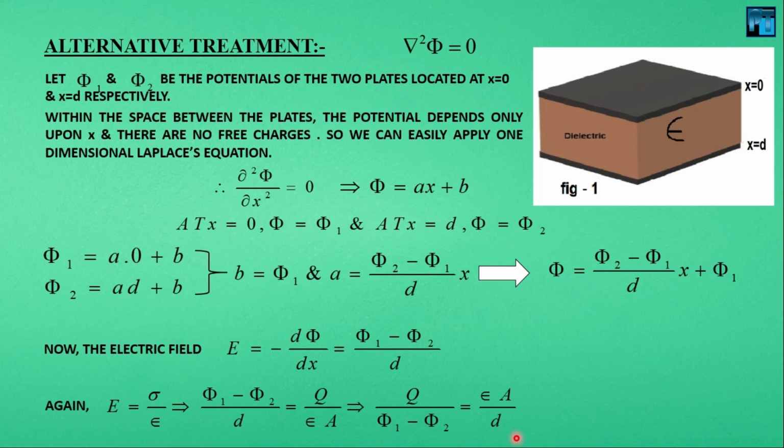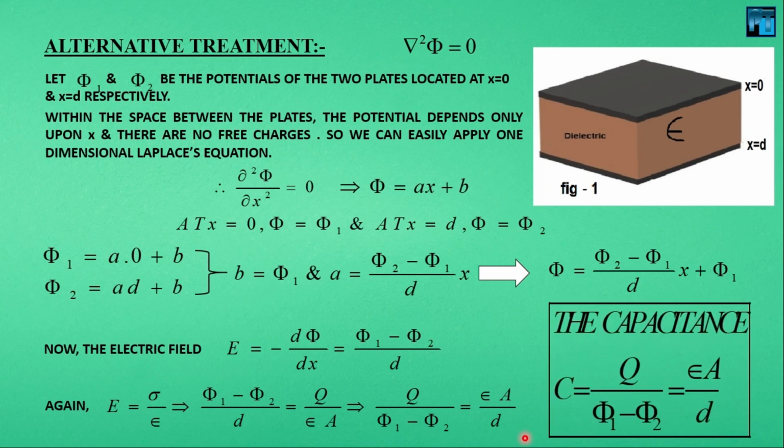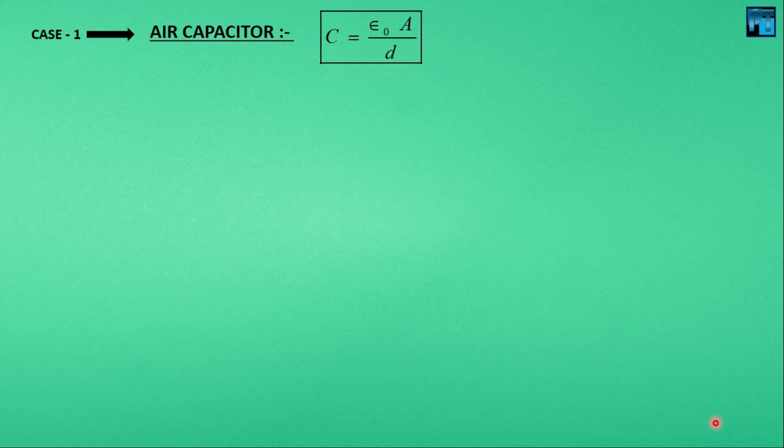See, everything is done. So C equals q by (phi 1 minus phi 2) equals epsilon A by d. So both the equations give us the same result, only the methods are different. Okay, now let's proceed to some special cases like the air capacitor. What is an air capacitor? The space between the plates is only air, so epsilon becomes epsilon naught and the rest remains the same, that is C equals epsilon naught A by d.